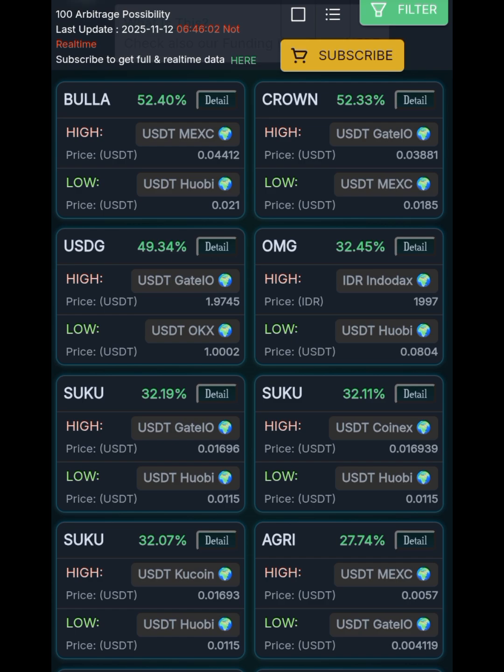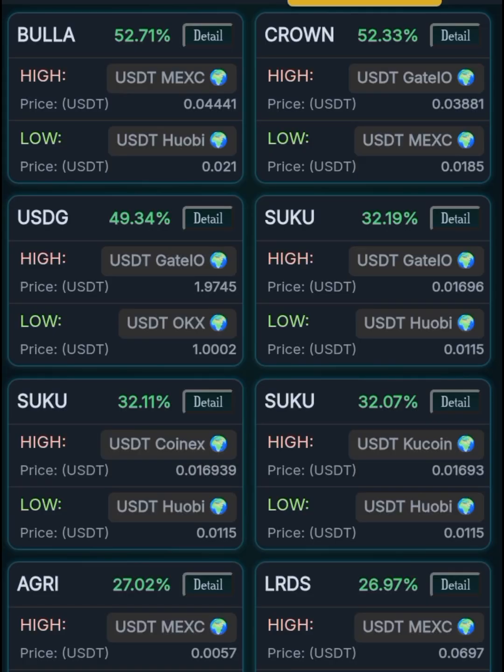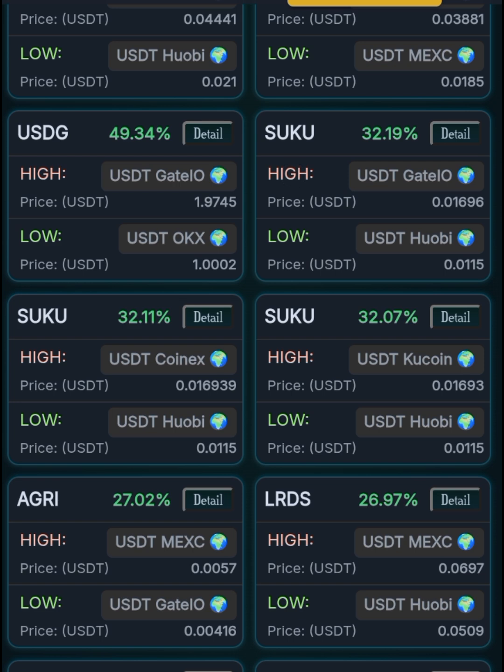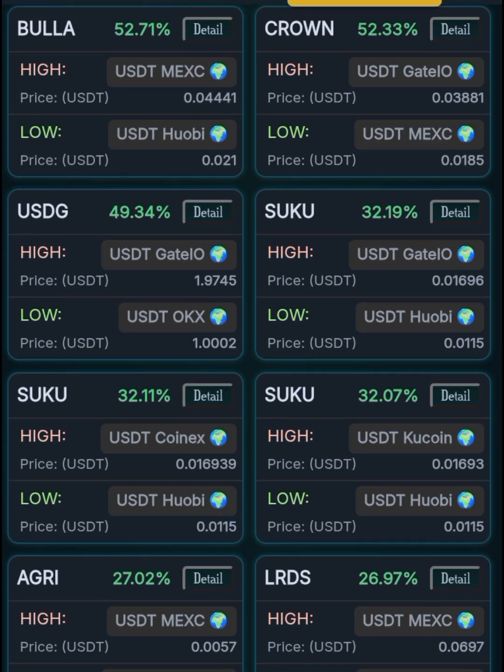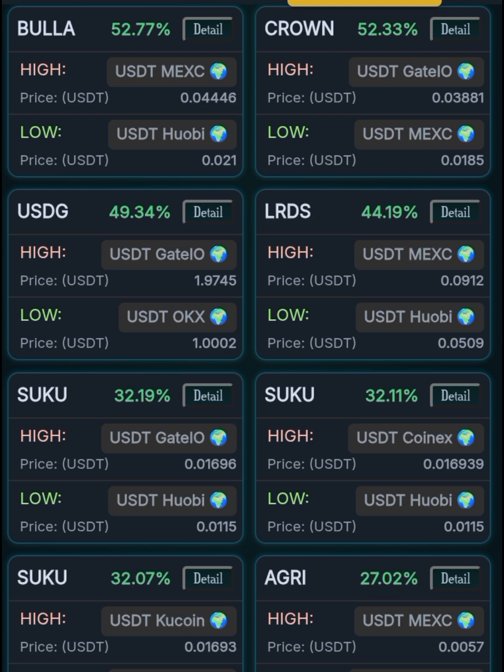So let's dive right into it. If you look through here, you see a lot of coins that you can exploit, allegedly. You can see Bula, Crown, USDG, Sukul, Agri, Lads, whatever. There are a lot of them. But what you will notice is that the percentage difference is high. For the percentage to be this high, it means that something is wrong, right?